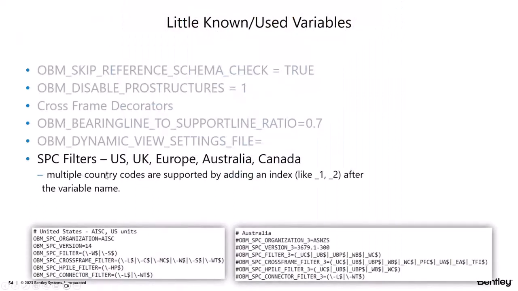Lastly, SPC filters. So these are for things like your cross frames and your H piles and your connectors. What country codes do you want the software to be able to access on the way in? By default, we just have the AISC code in there. But if you look at our OpenBridge Modeler config file, you'll see a lot of other countries listed in there, but commented out. So if you want to use them, just uncomment the ones you need, and you should be good to go.